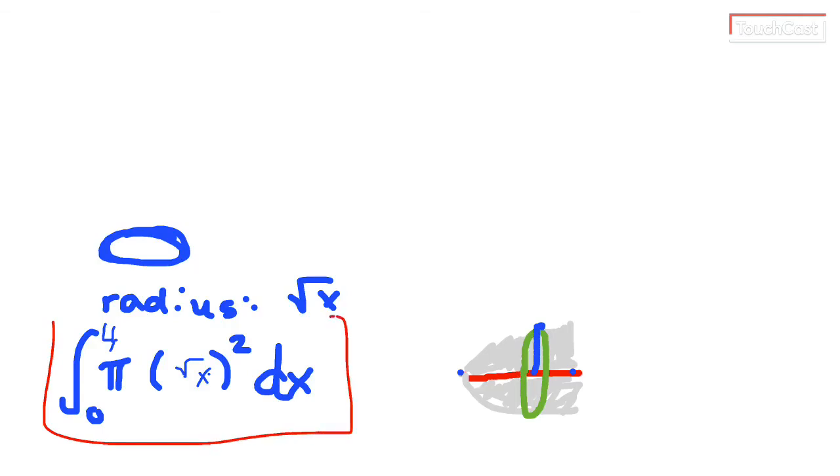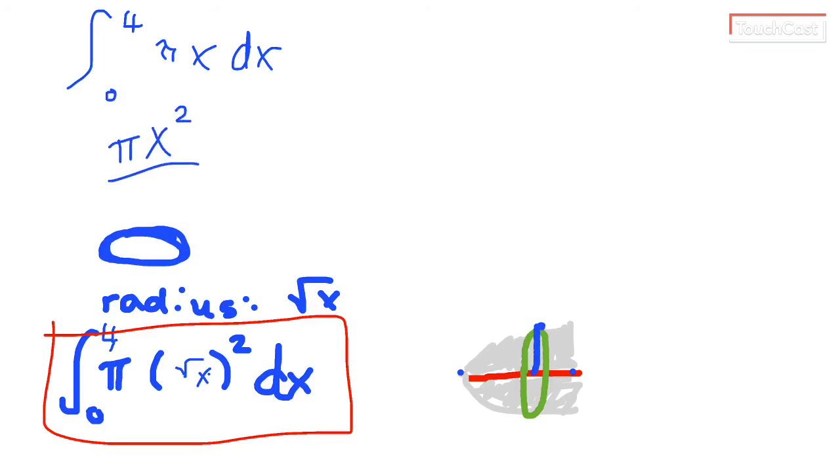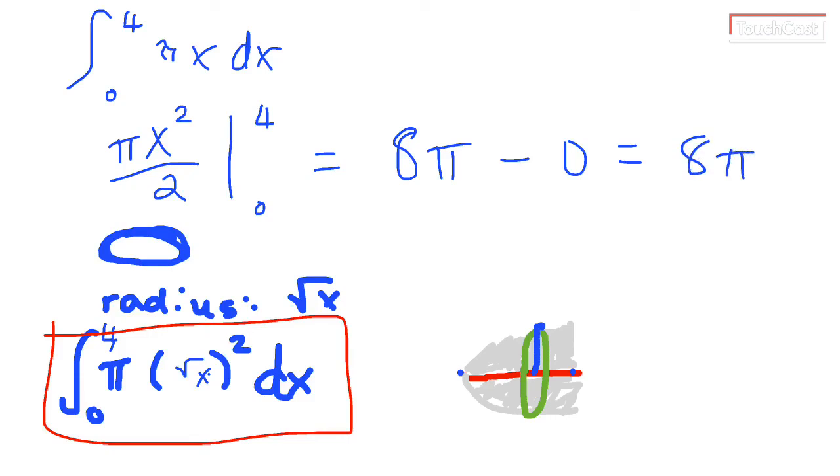This should be the easy part, right? So this is the integral from 0 to 4 of pi times, well, square root of x squared is just x, dx. An antiderivative for pi x is pi x squared over 2. I'm going to integrate that from 0 to 4. So that's pi times 16 over 2, which is 8 pi, minus pi times 0 squared over 2, which is 0, which is just 8 pi. The volume of that solid is 8 pi cubic units.